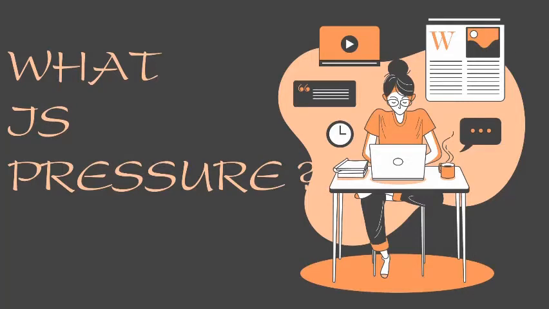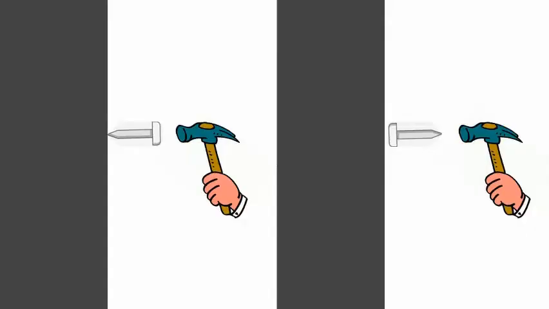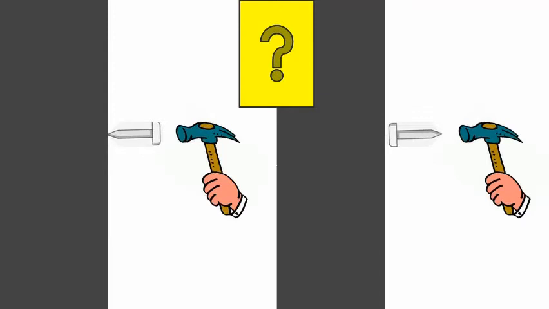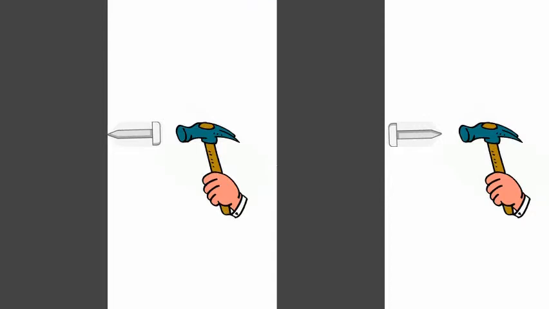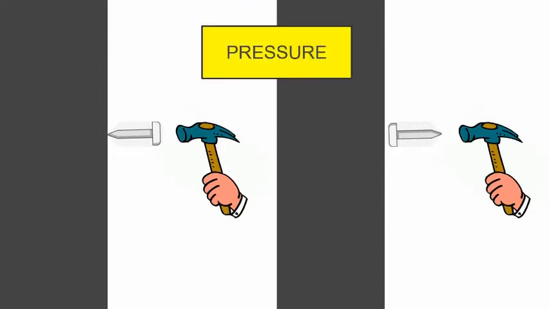What is pressure? Now, we come back to the first situation. What is the reason for this? The reason is that the pressure applied by the tip of the nail on the wall is more than the pressure applied by the nail's flat surface. But the question is why?